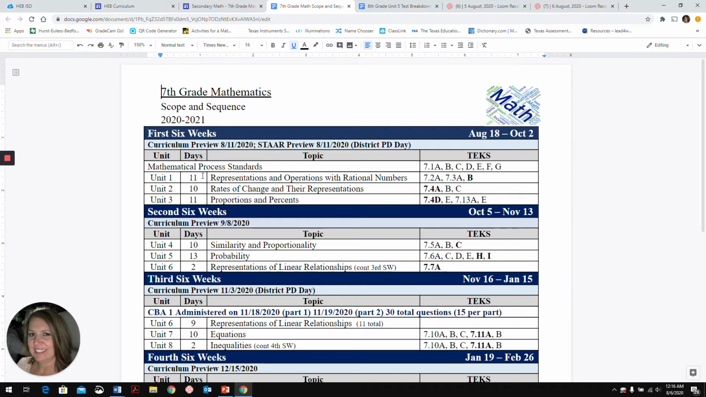Other things that are really the same are the curriculum preview dates are here. The district testing dates are here. We have each of the units, the approximate number of days for the unit, the topic, and the TEKS. A couple of differences are we have put in the 6 weeks dates. We thought that would be useful. For example, here, when the CFA is on November 18th and 19th, and the third 6 week starts on November 16th, now we know that the CBA will be on days 3 and 4 of the third 6 weeks, and that just might be kind of helpful.